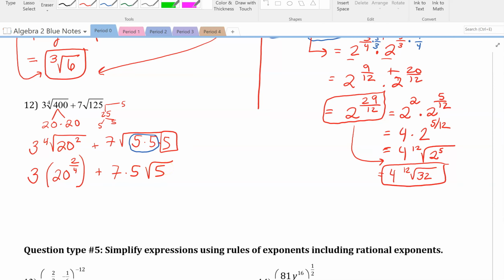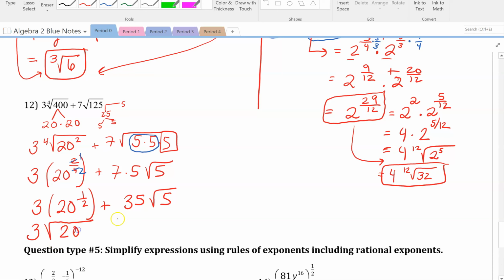Meanwhile, over here, I'm just trying to get this fourth root to be a square root, and I see that I've got a perfect square in there, right? 20 squared. So fourth root of 20 squared is the same thing as 20 to the power of 2 over the index of 4, and then that can reduce to 1/2. So now I have 3 times 20 to the power of 1/2 plus 35 times the square root of 5. So that's 3 times the square root of 20 plus 35 times the square root of 5.